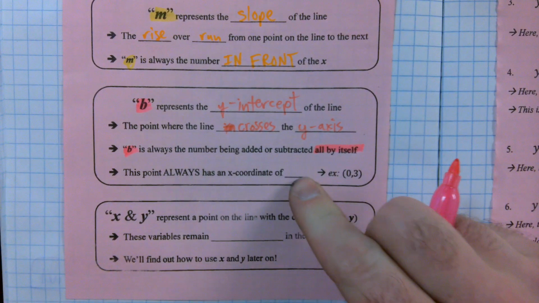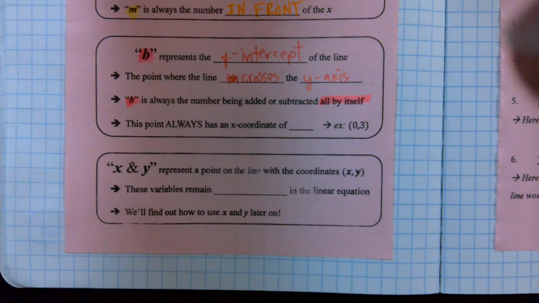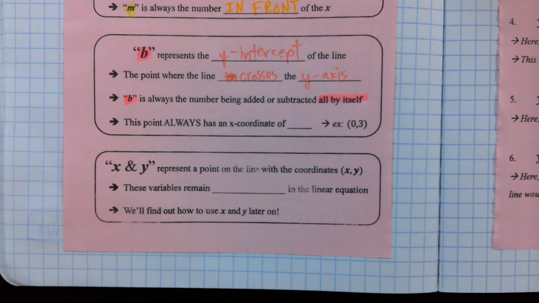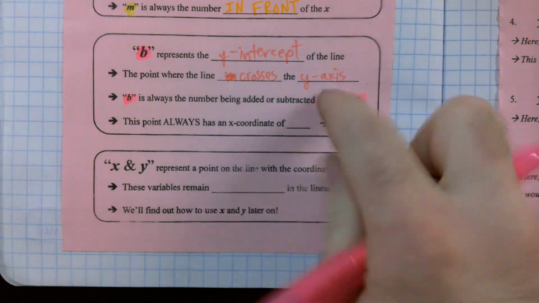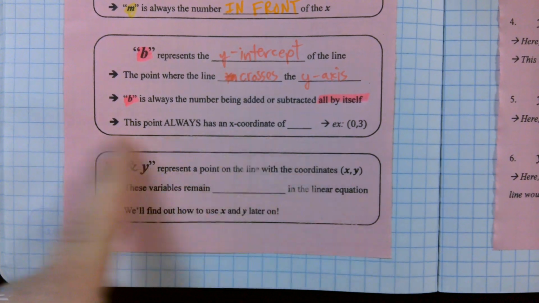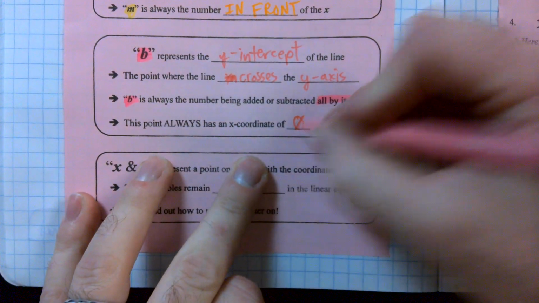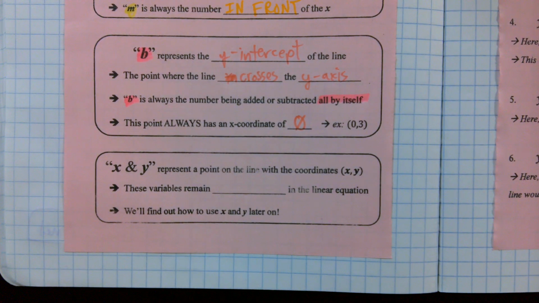Now B, when we're looking at an equation like this, B is always the number being added or subtracted all by itself, right? So it's not going to be next to the x. It's going to be all by itself. We're right here, bud. Okay? It's going to be all by itself. M is going to be right next to the x. Then there's going to be another number sometimes all by itself. That's my b. Now this point always has an x coordinate of 0.